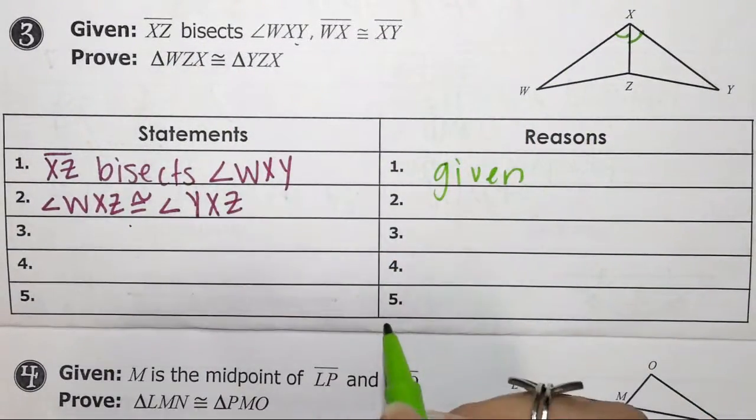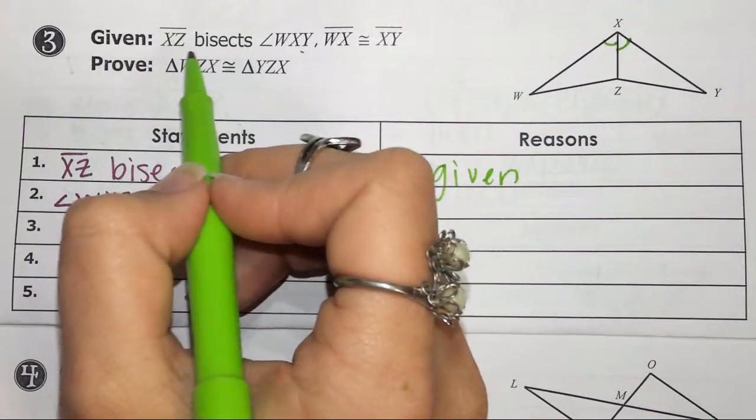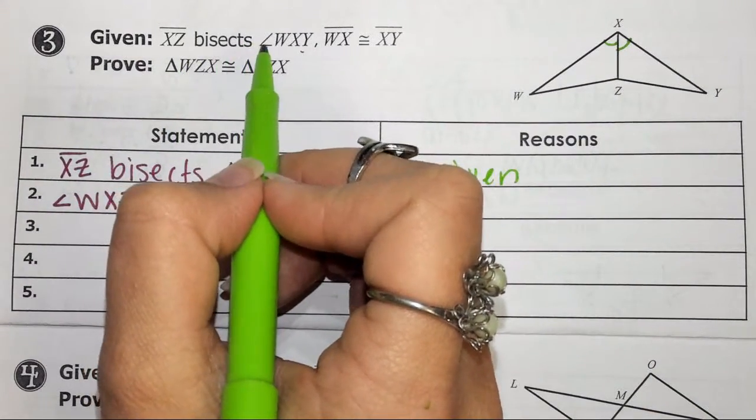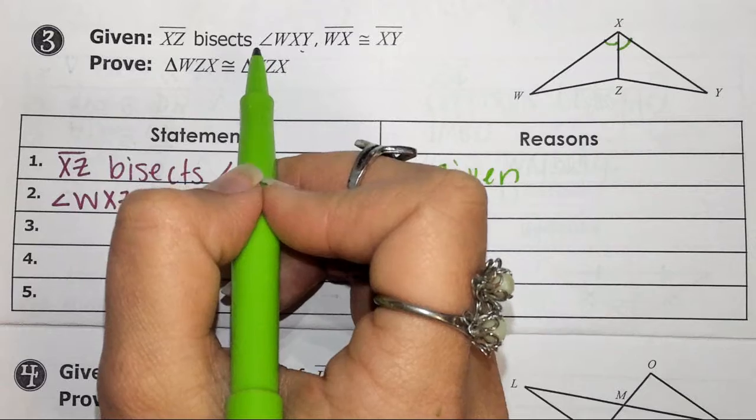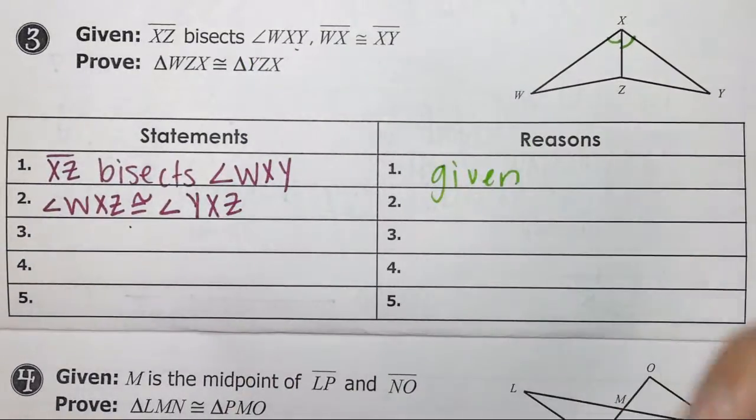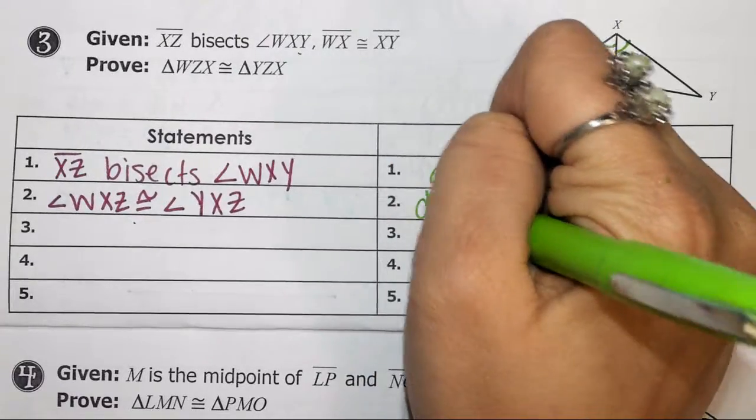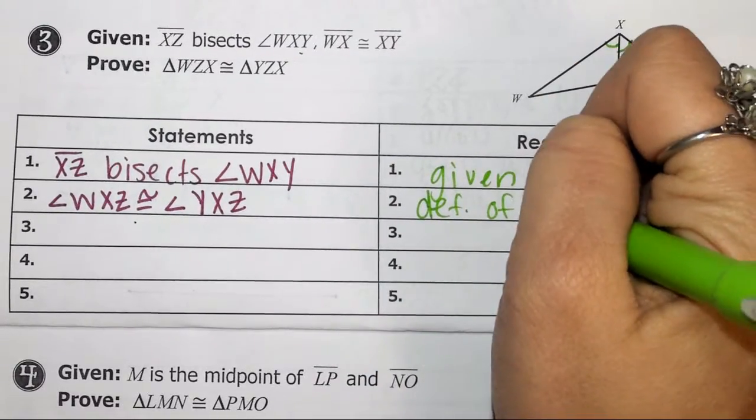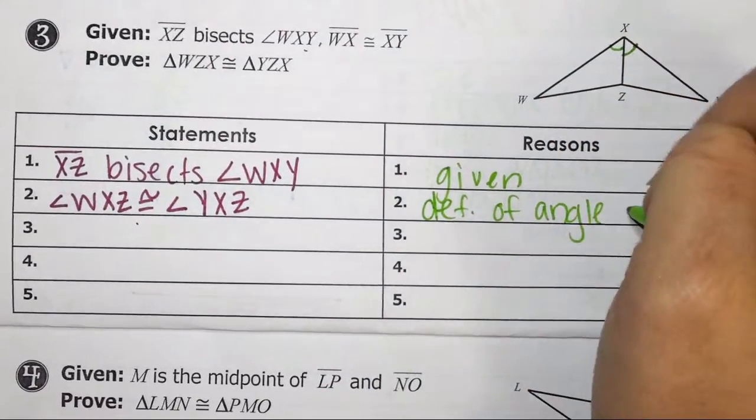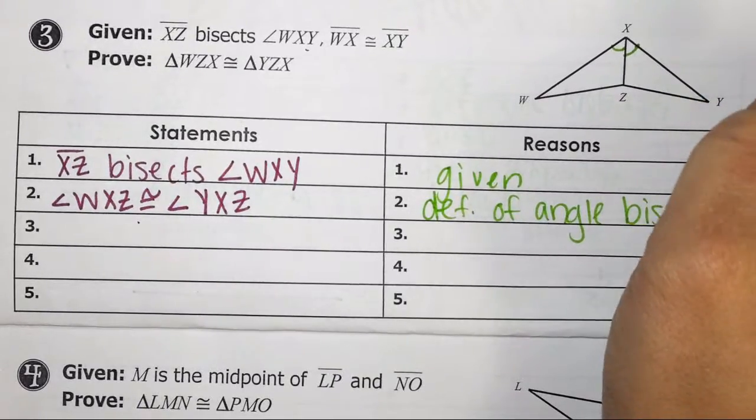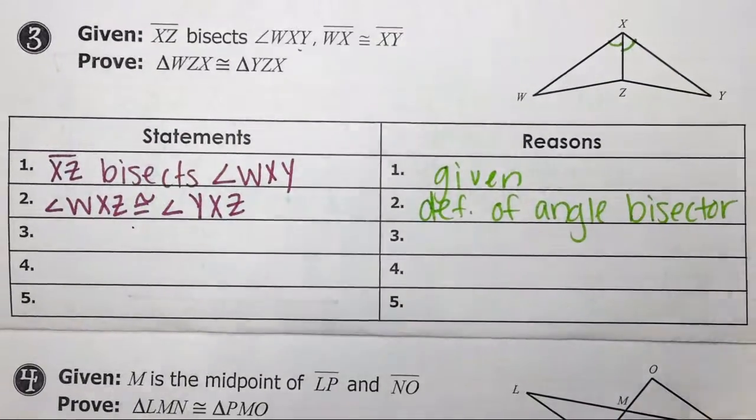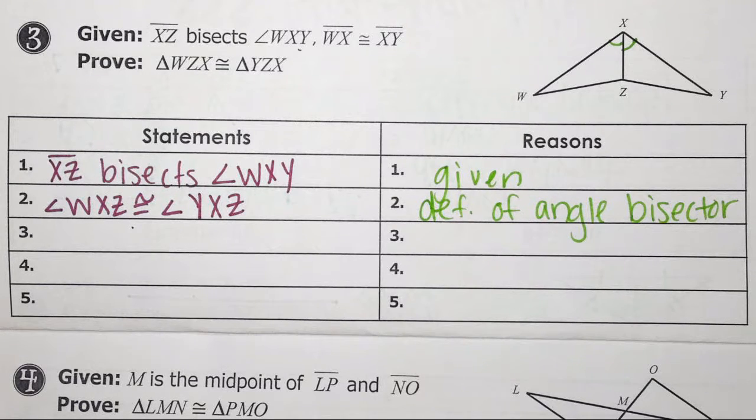And before we said definition of a midpoint, but what is this? It bisects a what? So what's that called? An angle bisector. So this is the definition of angle bisector. On your test, you're going to have a word bank to choose from.